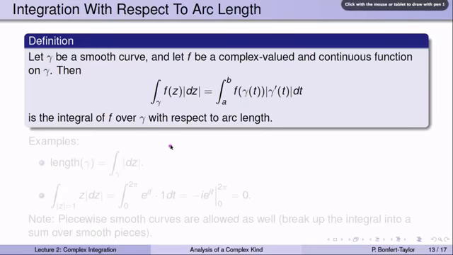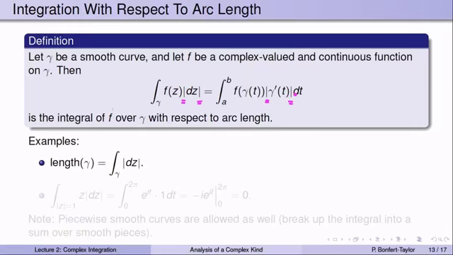Now this prompts a new definition. Suppose gamma is a smooth curve, f complex valued and continuous on gamma. We can find the integral over gamma of f of z |dz|, and the only way this differs from the previous integral is that we always have to put these absolute value signs around dz. We're defining that to be the integral from a to b of f of gamma of t times the absolute value of gamma prime of t dt. So that's the only way in which this new integral that we're defining differs from the complex path integral. We call this the integral of f over gamma with respect to arc length, because this absolute value of gamma prime of t was related to finding the length of a curve.